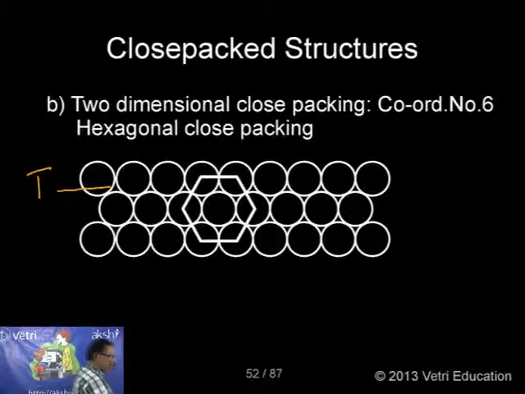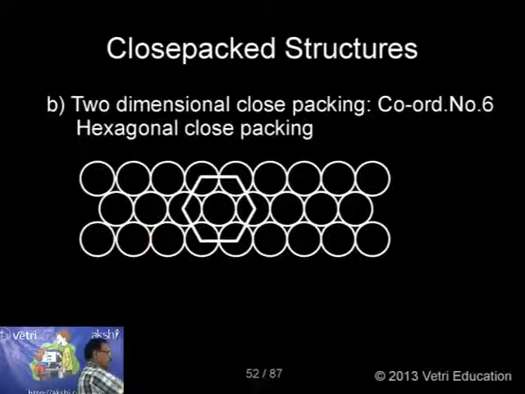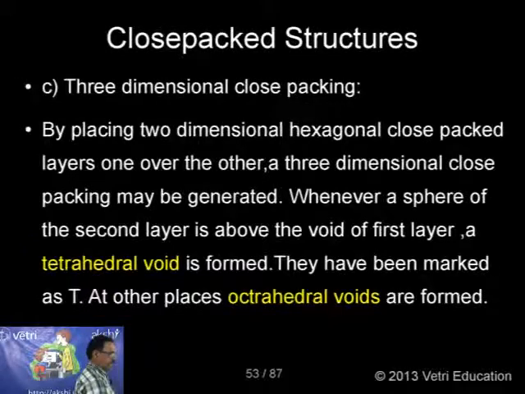And correspondingly, this you can call as O. T indicates the tetrahedral void, and this is called the octahedral void. This is interesting information you must know. Okay, let me go for the next.